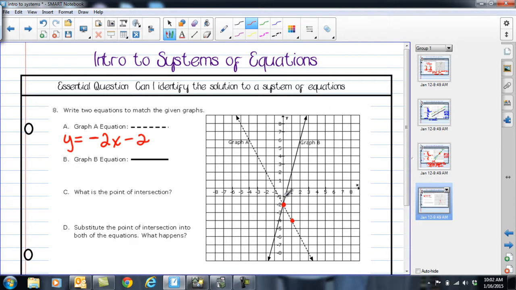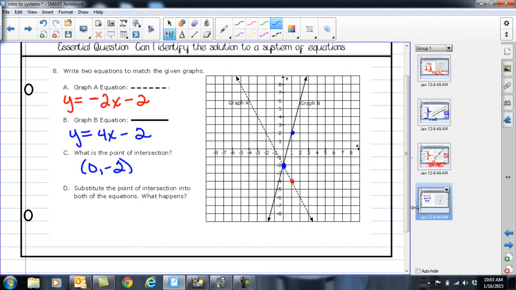Graph B, I'm going to find 2 pretty points. There's one right here and one up here. And this has a positive slope because it's increasing, and so if I go up, I went up 4 and over 1, so the slope is 4x, but the y-intercept is still -2 because their point of intersection is at the y-intercept at 0, -2. So we're going to substitute that point of intersection into both of our equations and see what happens.